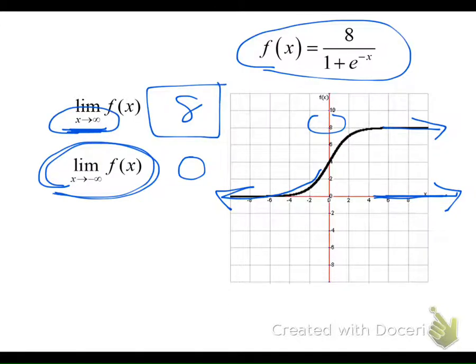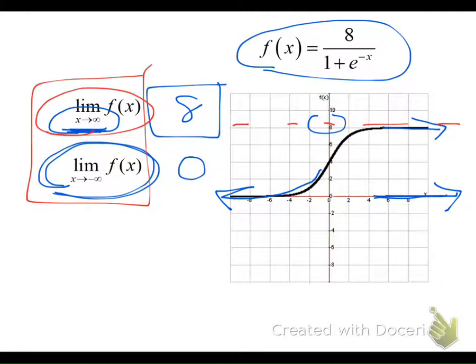Now you may remember that this is an asymptote, so the graph doesn't actually reach a height of 8, but it's approaching a height of 8. Limits involving infinity are really the same as asking, is there an asymptote? If there's a limit as x approaches infinity, then that means there's a horizontal asymptote.